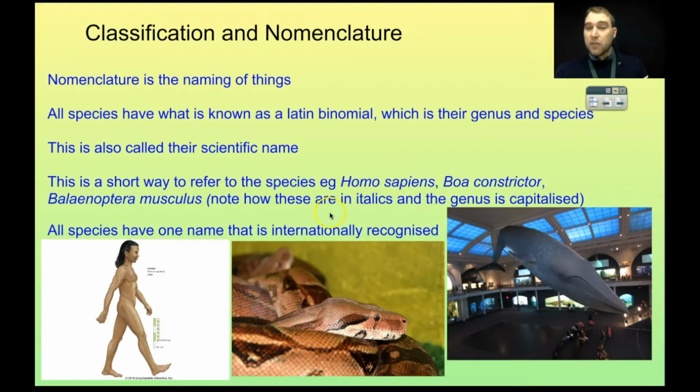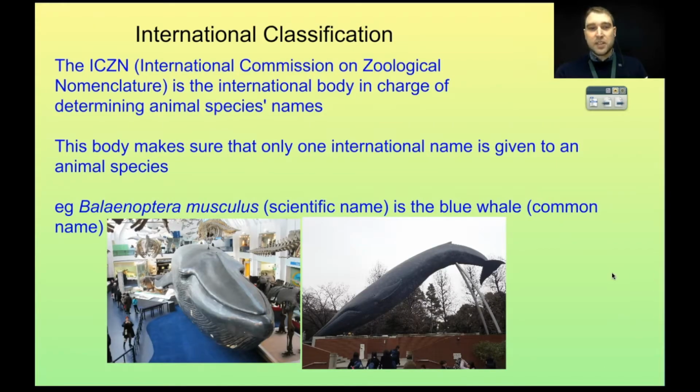The idea here is we have one name that is internationally recognized so that any scientist can talk about the species and any other scientist will understand what they're saying. So who decides on the names? It depends on what we're looking at. So we're going to focus on animals.